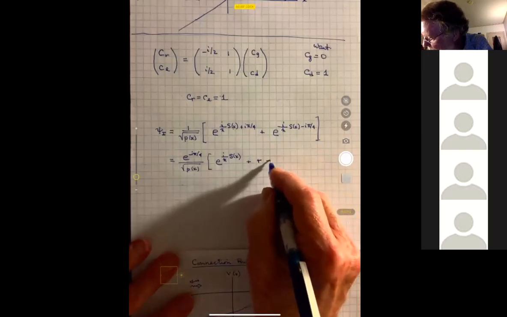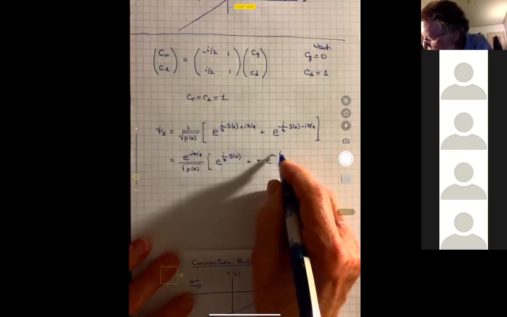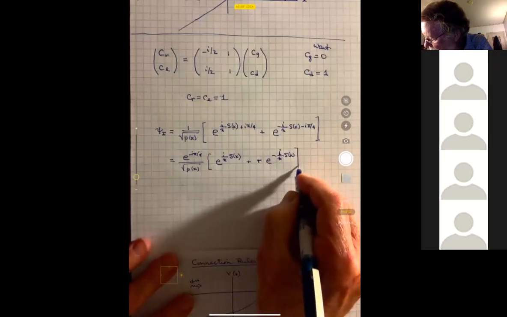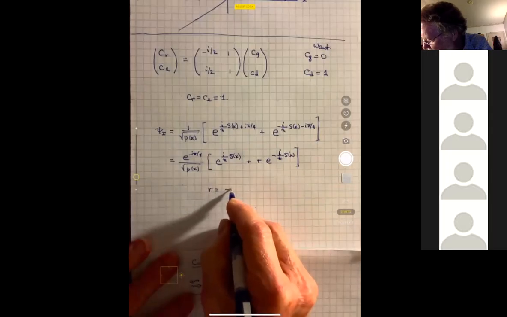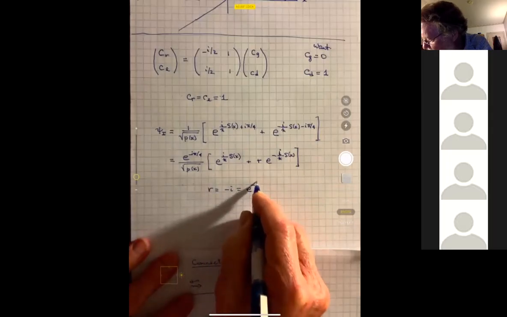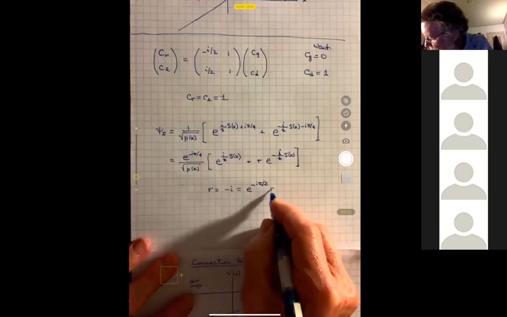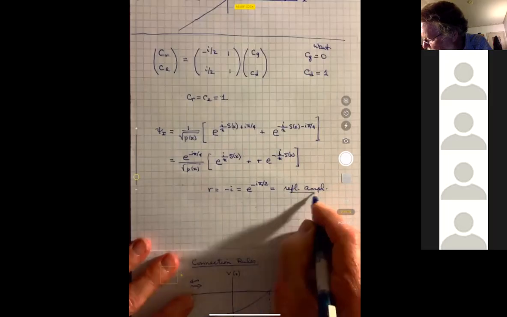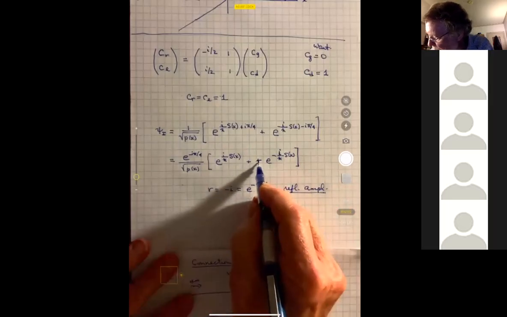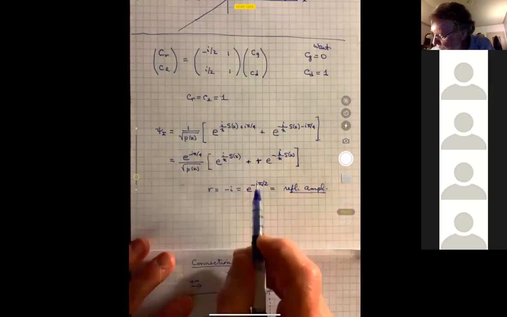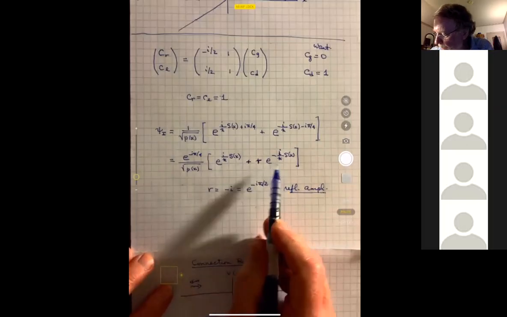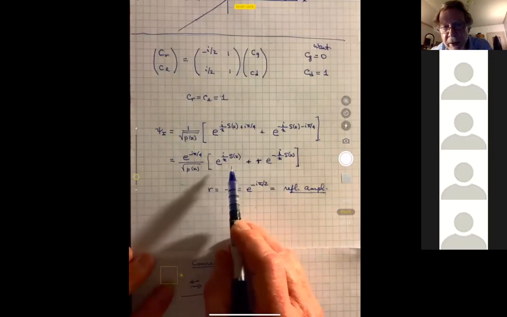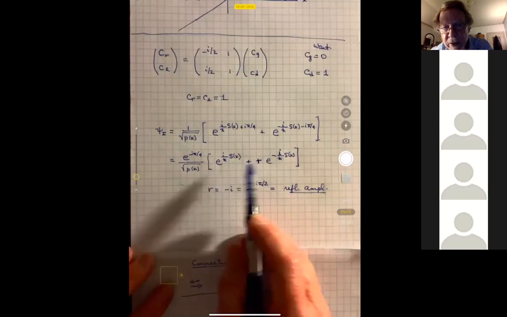Let me write it this way, as r times e to the minus i over h bar S of x, where r is equal to minus i, which is equal to e to the minus i pi over 2. And this will give this a name. We call this the reflection amplitude. So in a sense, the reflection amplitude is the phase shift on the reflected wave relative to the incident wave. That's one way of saying it, with this convention about what we mean by the incident and reflected wave.